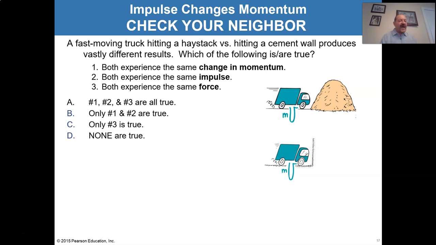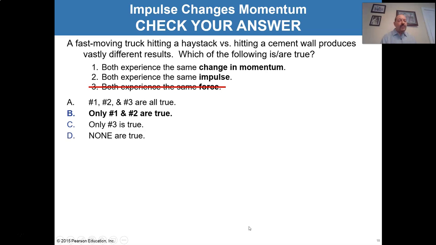When it hits a haystack, it's going to take much, much longer to slow down than if it hits a brick wall. So as a result, only 1 and 2 are actually true. The change of momentum, the impulse, those are the same for both situations.